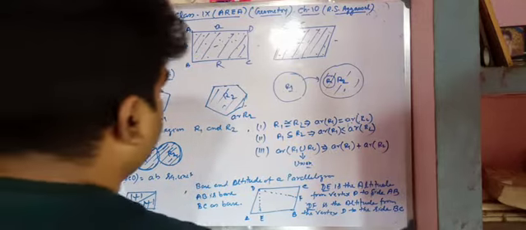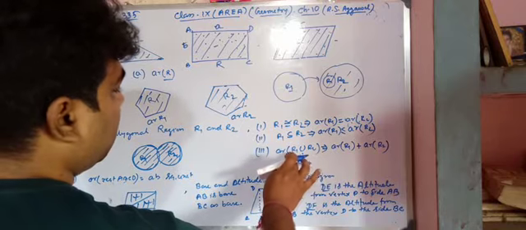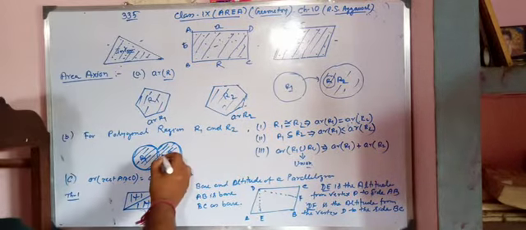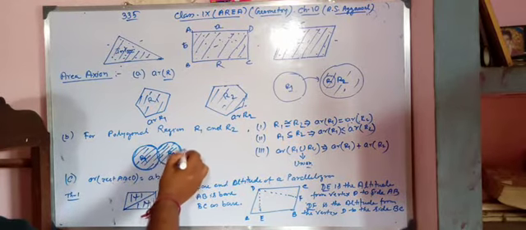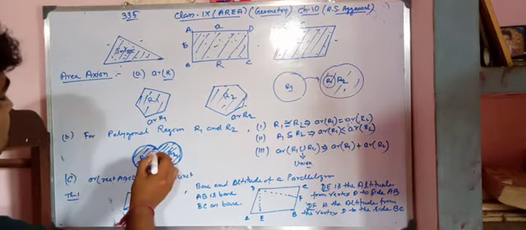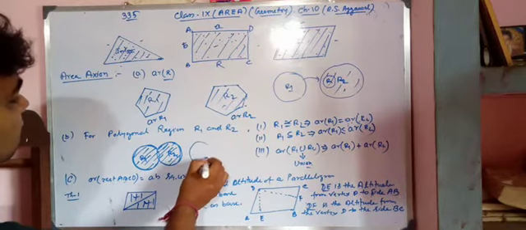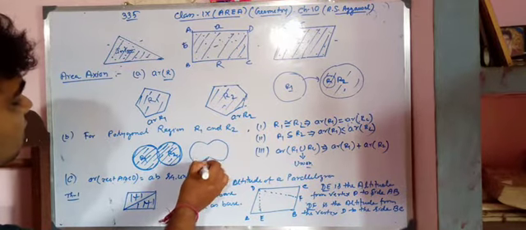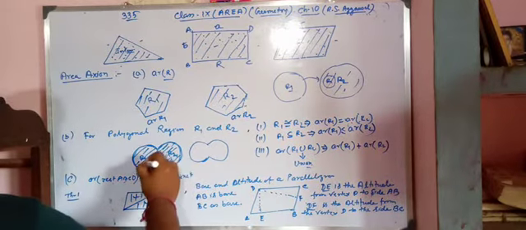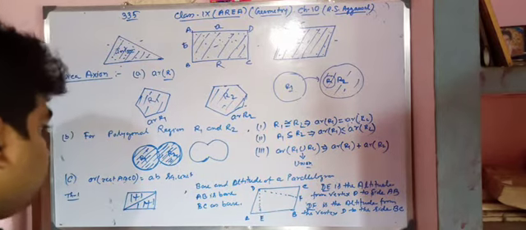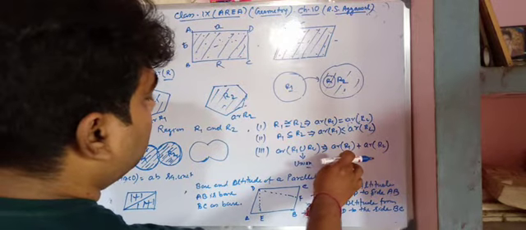Now here, if we take area of R1 union R2, this is called the union sign. What is the union sign? Suppose we take one region over here, this is R1, and another region over here, this is R2. So this shaded region is the union region. Understood that? So area of R1 union R2 is equal to area of R1 plus area of R2.